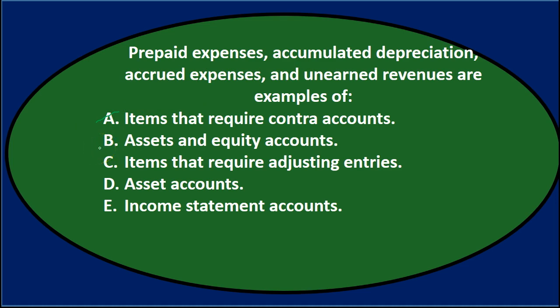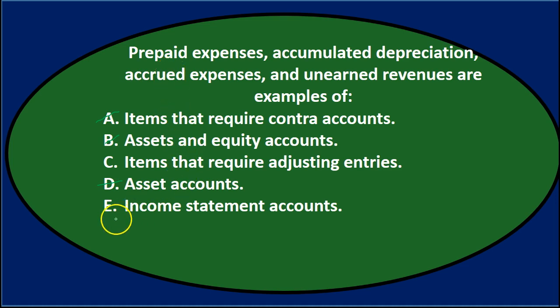And then B, assets and equity accounts. So if we go through there, we can say, prepaid expenses, that looks like an asset. Accumulated depreciation, that's a contra asset, a kind of asset. Accrued expenses, you could say it's not an asset, but a liability. Unearned revenue, also going to be a liability. So we're going to say assets and equity, no. Items that require adjusting entries, that sounds like it could be it. If we go to D, we're going to say asset accounts. Again, we have some liabilities up there, so that doesn't look correct. And E says income statement accounts. And I don't think any of them are income statement accounts that are listed here.